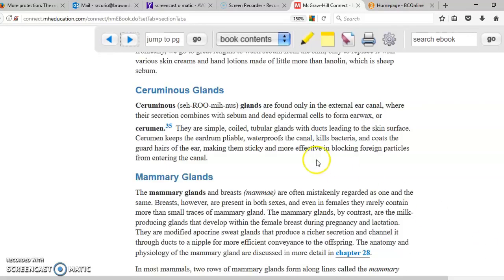Other glands that we have are ceruminous glands. Ceruminous glands are the glands that produce wax, and we have wax, for example, in our ears. It protects our ears against the overgrowth of bacteria, and also it waterproofs the ear canal against water. Mammary glands, these are also exocrine glands. Human females produce milk. That happens when the females are breastfeeding a baby.